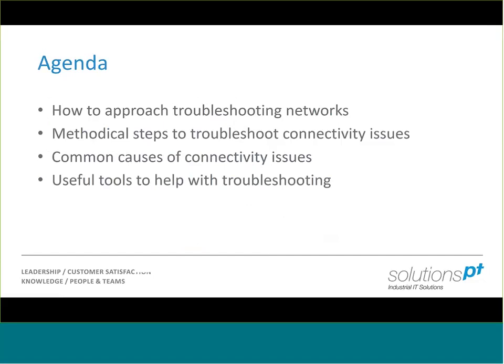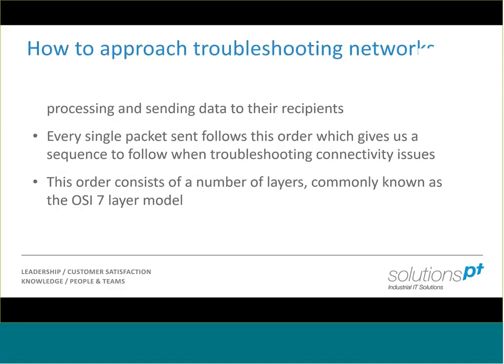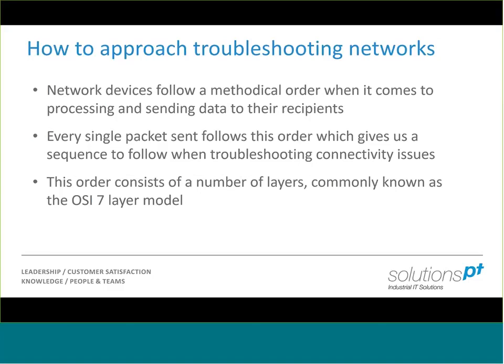Right, so the agenda for today's webinar. There are four things we're going to be looking at. The first two: we're going to have a look at the best way to approach troubleshooting networks, some methodical steps we can follow to troubleshoot connectivity issues that we might have on a network. We're going to look at some of the most common causes of connectivity problems on our automation networks. And we'll take a look at some useful tools that will help us troubleshoot and resolve those issues. So we're just going to start off with a little bit of theory, you could say.